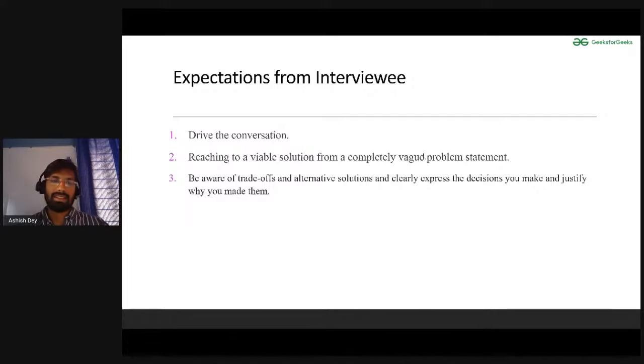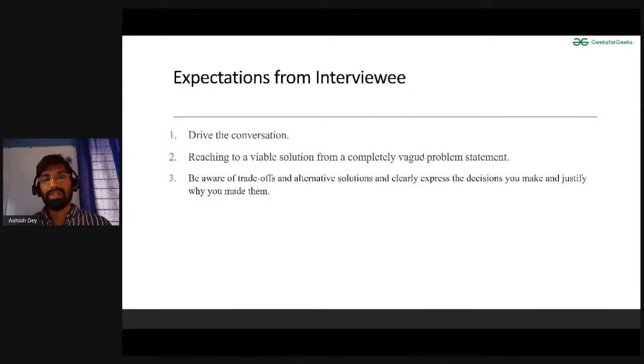Whenever you make any decision, you have to be very clear why you are taking this decision. Let's say you want to choose SQL over NoSQL, or you want to use some cache. You should be very clear when you are taking a decision. If you are not able to clearly explain, then that point is going to be in a negative direction.